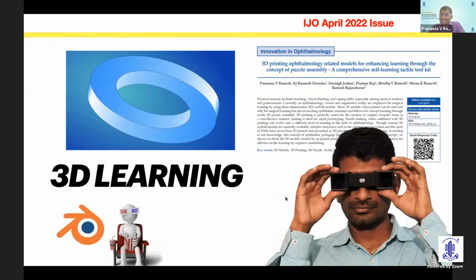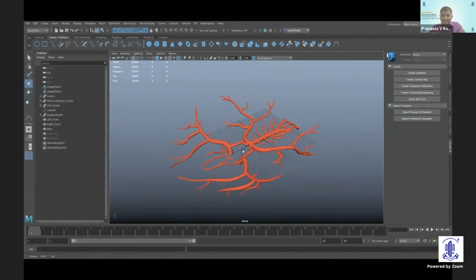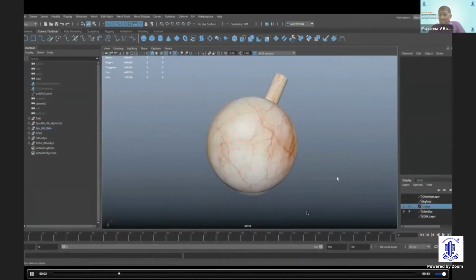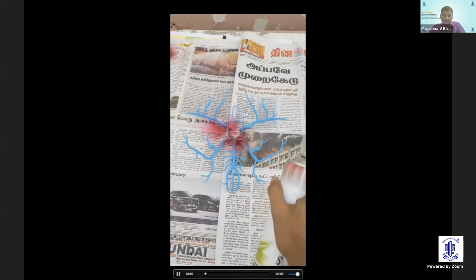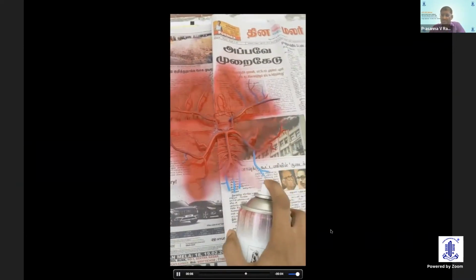And I also believe in 3D learning because it involves a lot of three-dimensional cognition. One of our publications in IJO, where we started going into the basic sciences, we went ahead and printed the cavernous sinus, the circle of Willis, even the eyeball as well. So we felt tactile cognitive learning is going to be the future. And we started printing the structures, and we used 3D printing for something very basic.